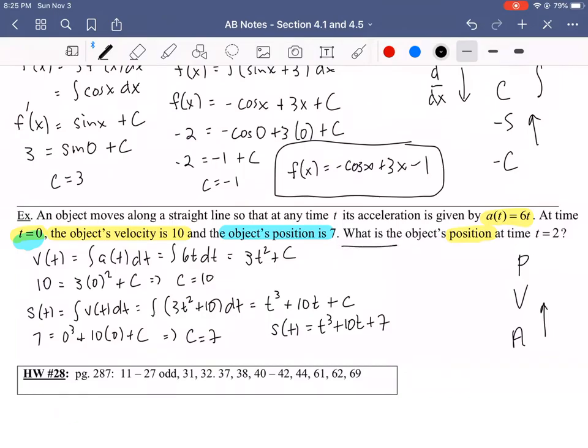And so now if I want the object's position at time t equals 2, all I need to do is plug 2 into the position function. So s of 2 is going to equal 2 cubed plus 10 times 2 plus 7, which will be 8 plus 20 plus 7 for a total of 35.